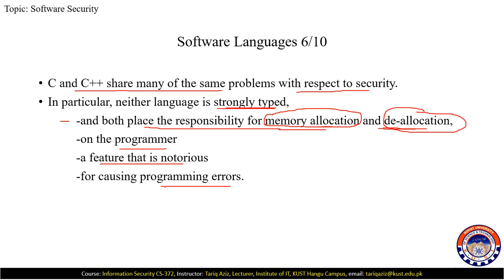As previously discussed, both C and C++ provide freedom and flexibility to programmers to directly manipulate memory addresses. And this is the notorious feature which causes programming errors.